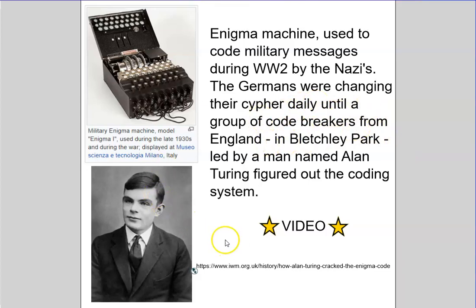Until a group in England, and this guy whose name is Alan Turing. He was English, and in a place called Bletchley Park, which was led by Alan Turing, he figured out the coding system. He figured out this very sophisticated Nazi Enigma machine and how it was coding things every day. And he was, of course, able to break the code and translate so many of the Nazis' messages so that the English were able to crack the code and were able to stop the Nazis, especially when they were invading most of Europe.